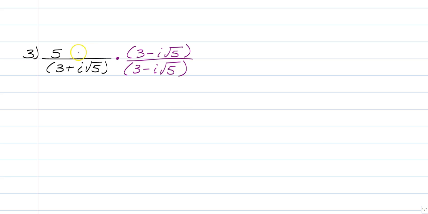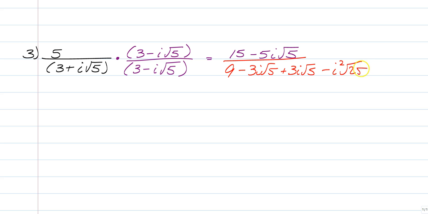So we would just distribute the 5 on top, and that would give us 15 minus 5i root 5. And then the denominator we're going to have to FOIL. So we would have 3 times 3, which is 9. And then we would have 3 times a negative i root 5, which would give us a negative 3i root 5. And then we would have i root 5 times 3, which is going to give us our positive 3i root 5. And then an i root 5 times a negative i root 5 would end up giving us a negative i squared root 25.